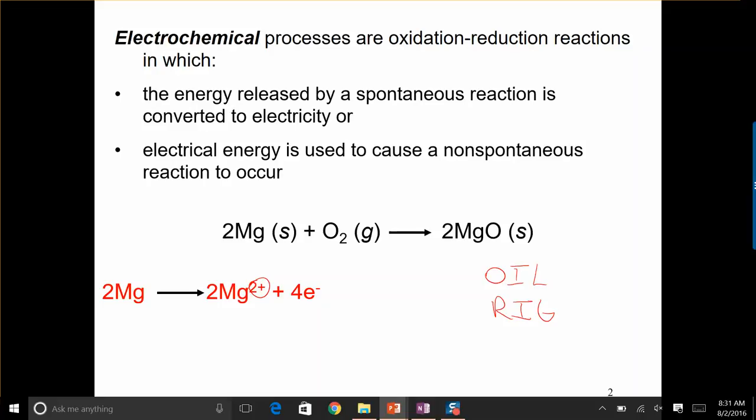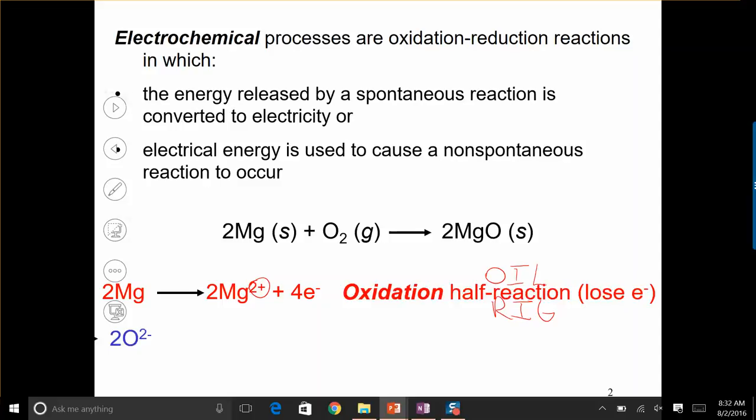Once you fully understand it, it actually makes sense. It makes a lot of sense. Good. That's right. Okay. So here, magnesium 2 plus means that it lost 2 electrons, but I have 2 magnesiums here, so that means I lost a total of 4 electrons during this process. Magnesium lost 2 electrons. Since I have 2 of them, that means I lost 4 electrons. Okay, so that's the first half reaction.